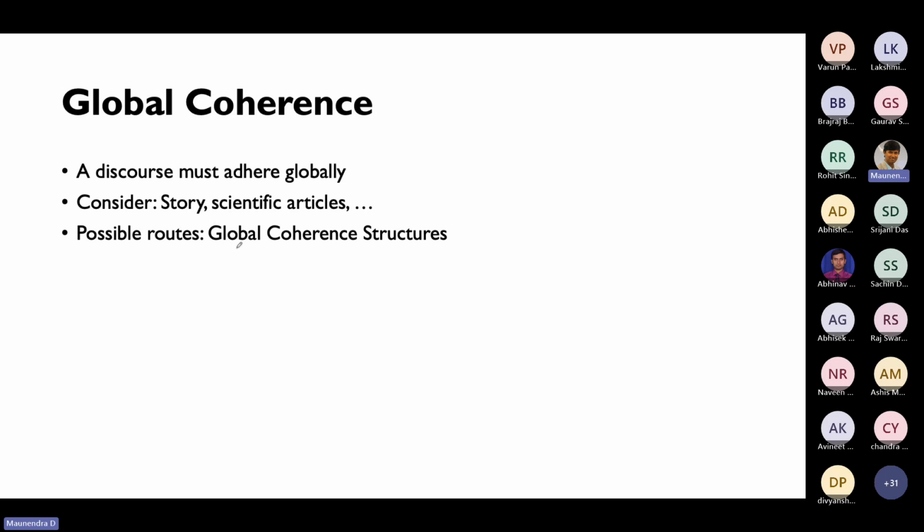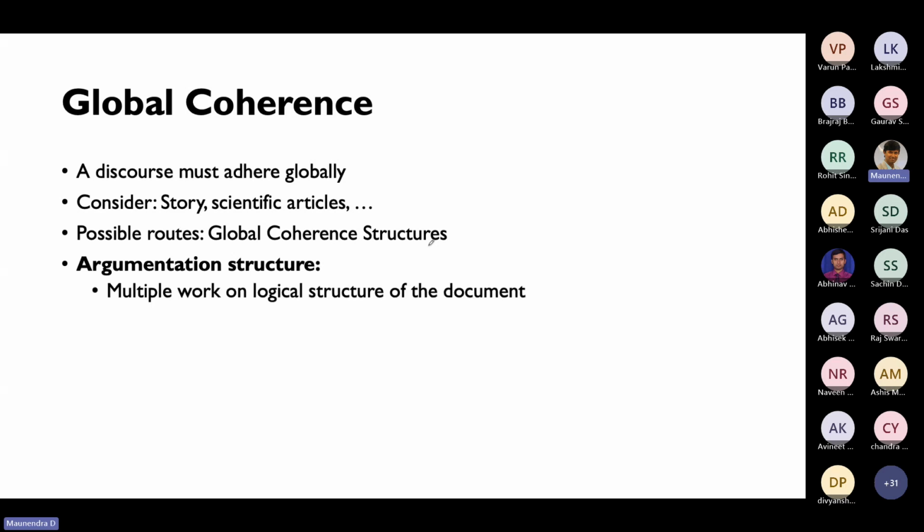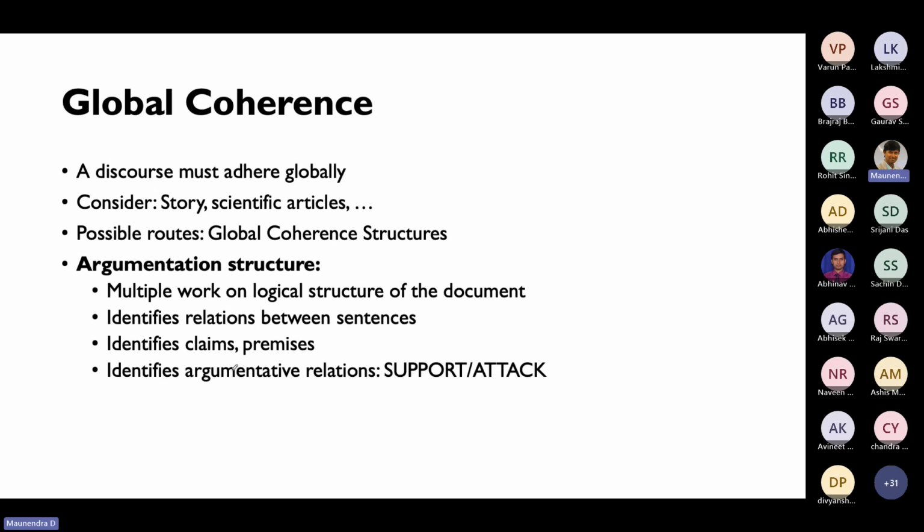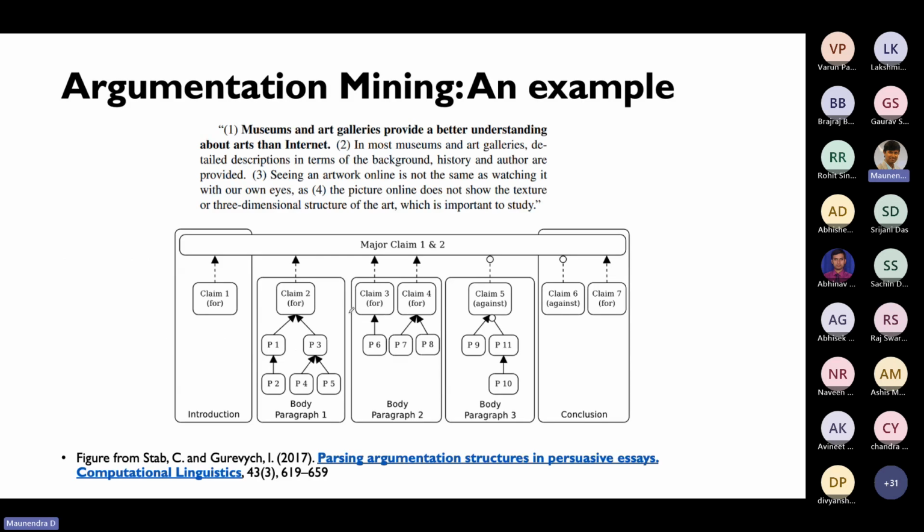And the possible routes are global coherence structures. One example is argumentation structure, where it identifies the relations between sentences. And when we talk about relations, if it is argument mining, we talk about the different claims, the premises, and whether something is refuting or supporting. So these kinds of structures we try to identify. This is one example. I'll go to the paper and just show you the snippets from there.